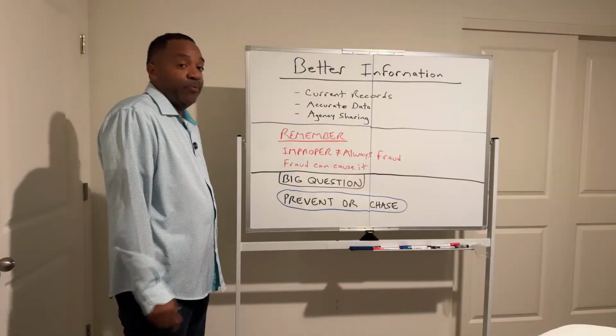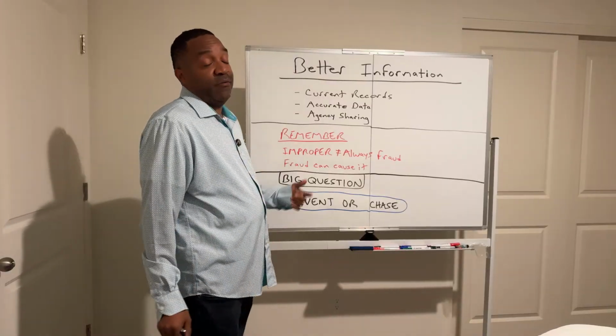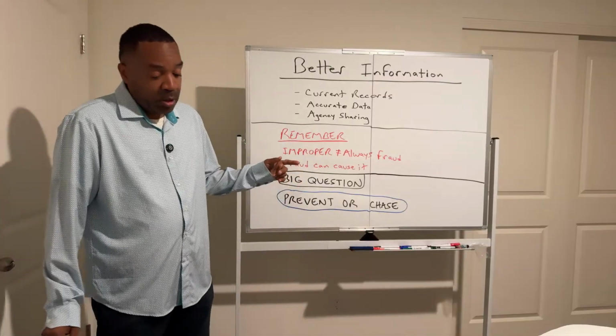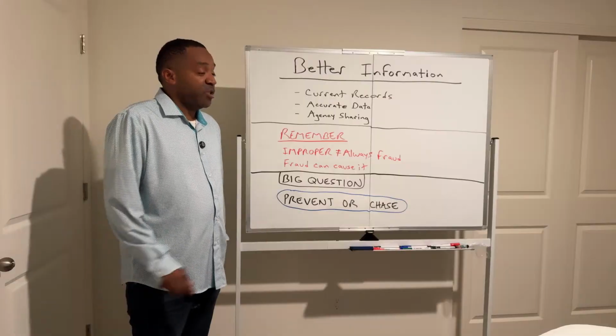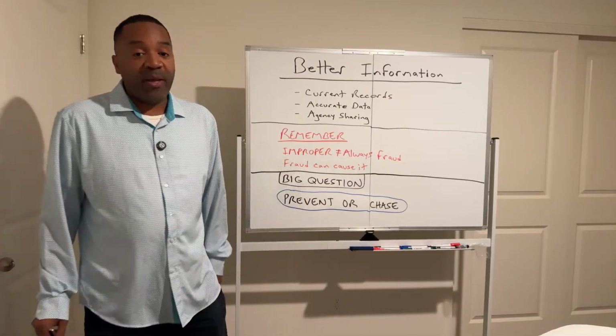Agency sharing. Sometimes in order to pay a benefit, one agency needs to share information with another agency. So there needs to be better agency sharing between agencies, and this will help to eliminate a lot of the improper payments.